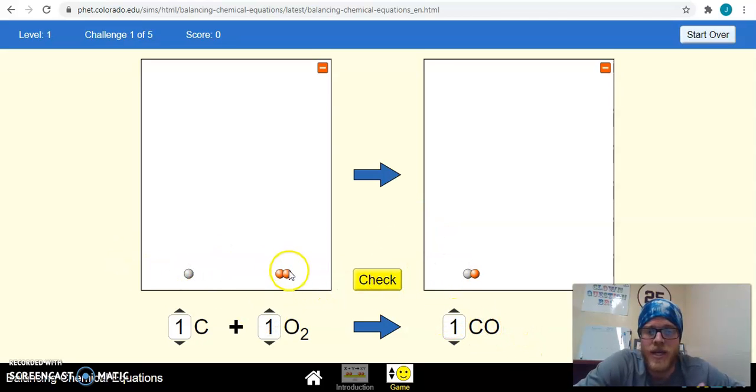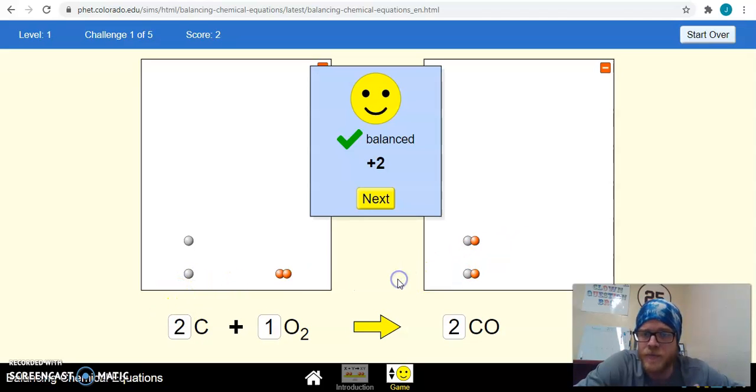So my first thought would be, well, there's 2 O's right here and there's only 1 O right here. Let's just add another one. Okay, so now you have 2 O's and you have 2 C's. Okay, well, we have 2 O's on the left, we only have 1 C on the left. So let's just add another one. We're going to hit check. Okay, so at this point, we're ready to answer questions 1, 2, and 3.